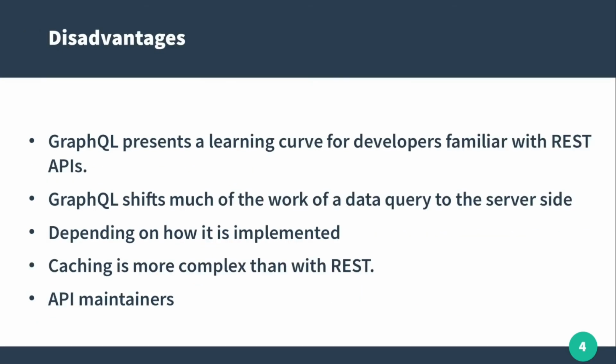Disadvantages. GraphQL presents a learning curve for developers familiar with REST APIs. GraphQL shifts much of the work of a data query to the server side, which adds complexity for the server developers. Depending on how it is implemented, GraphQL might require different API management strategies than REST APIs, particularly when considering rate limits and pricing. Caching is more complex than REST API. API maintainers have the additional task of writing a maintainable GraphQL schema.